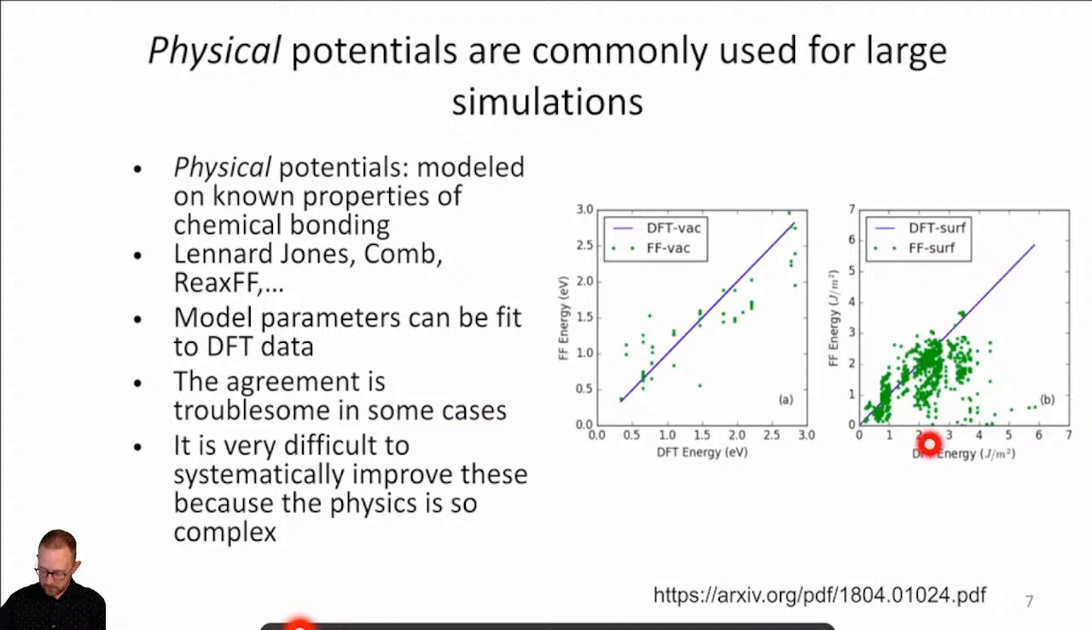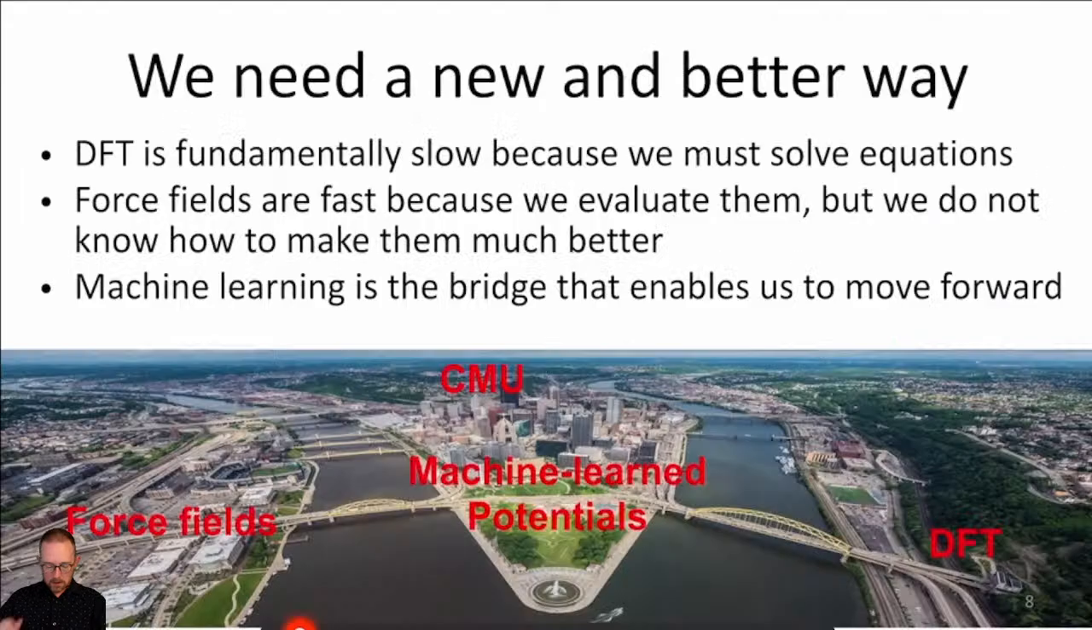force fields on this axis and DFT energy on this axis, and again we don't get very good agreement, and it's very difficult to improve these because the physics is quite complex. The physics here is not at all easy to write down equations for, and so that's one of the reasons why we're not able to systematically create a better Lennard-Jones or a better COMB or a better ReaxFF force field without also making it as complicated and expensive as DFT. So what that has led me to is the need for a new and better way to leverage DFT.